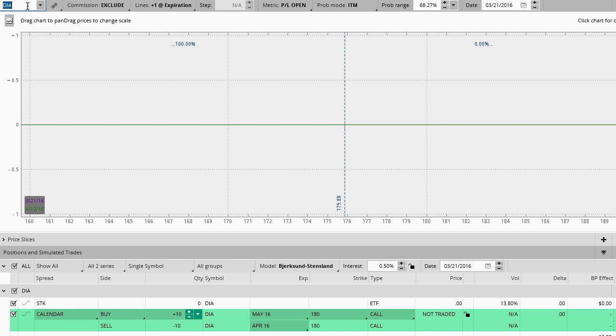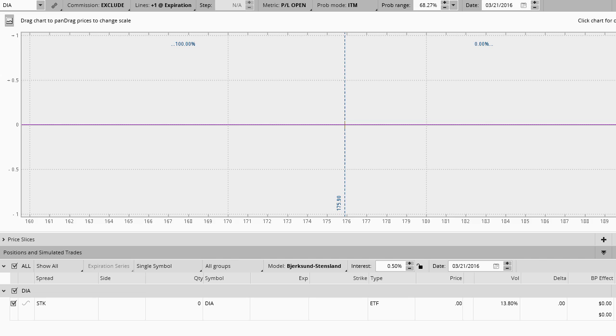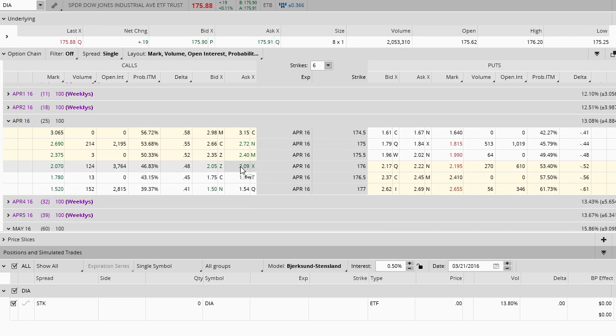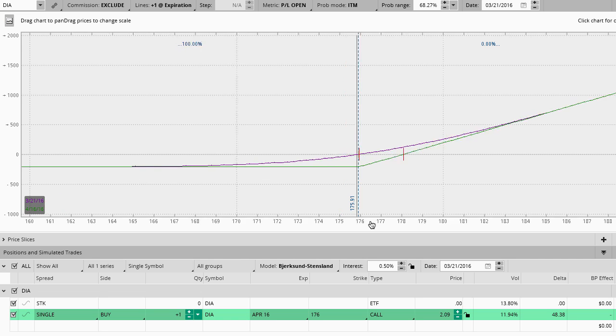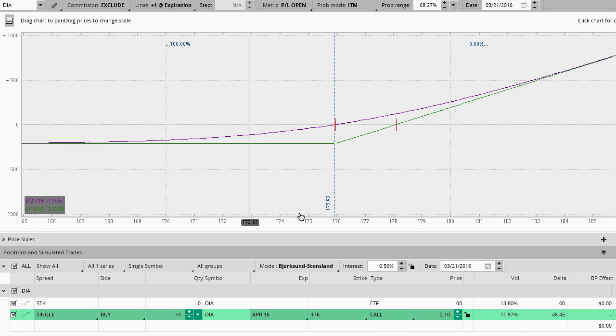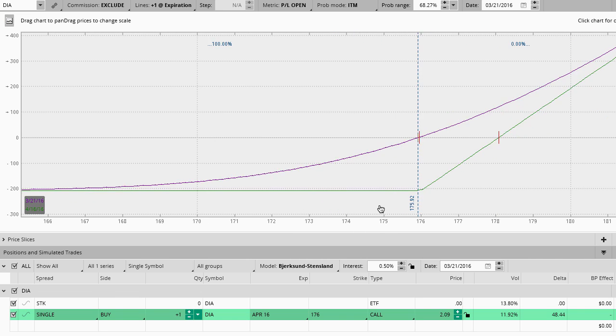All right, so let's look at another example here. I want to look at DIA, and we're going to build a strategy here in DIA real quick. Just do a long call option in DIA. Again, so you can see this P&L chart start to evolve and move. Now, this is a long call option.